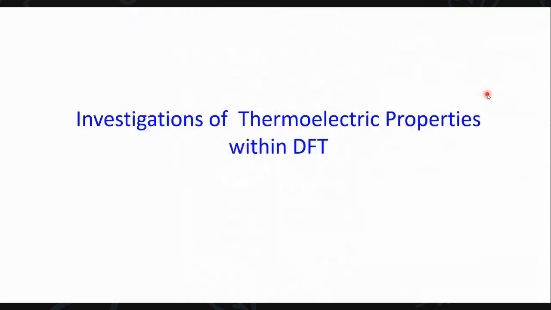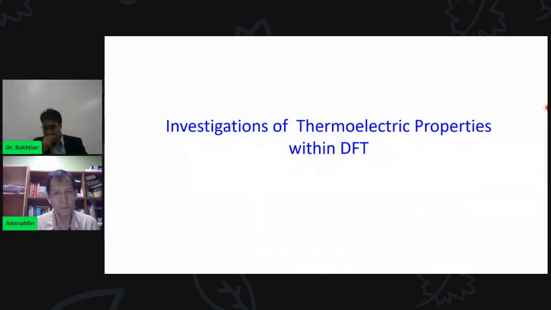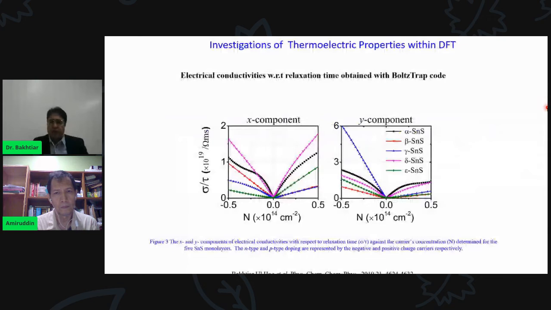One also can investigate thermoelectric properties. For thermoelectric properties, normally we use the BoltzTraP code, where the electronic structure results are obtained from the Wien2K code, and then we use them as input for the BoltzTraP code, and we can get the thermoelectric properties. Like here is the electron density, the conductivity with respect to the relaxation time.